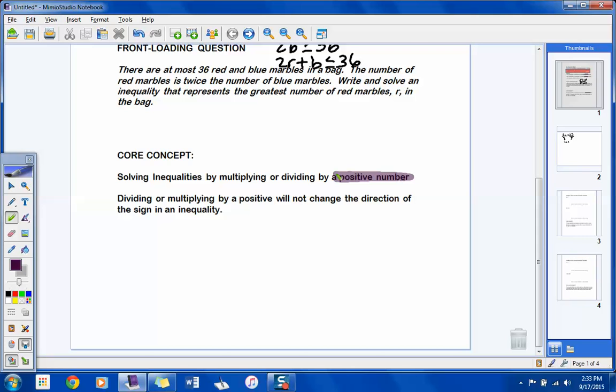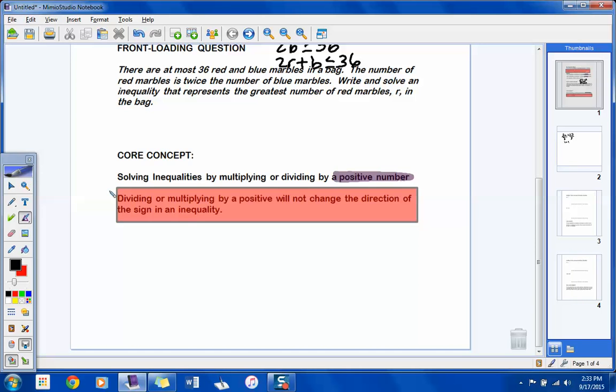Down here it says, dividing or multiplying by a positive will, and I want to stress this, will not change the direction of the sign. Okay, will not change the direction of the sign of an inequality.